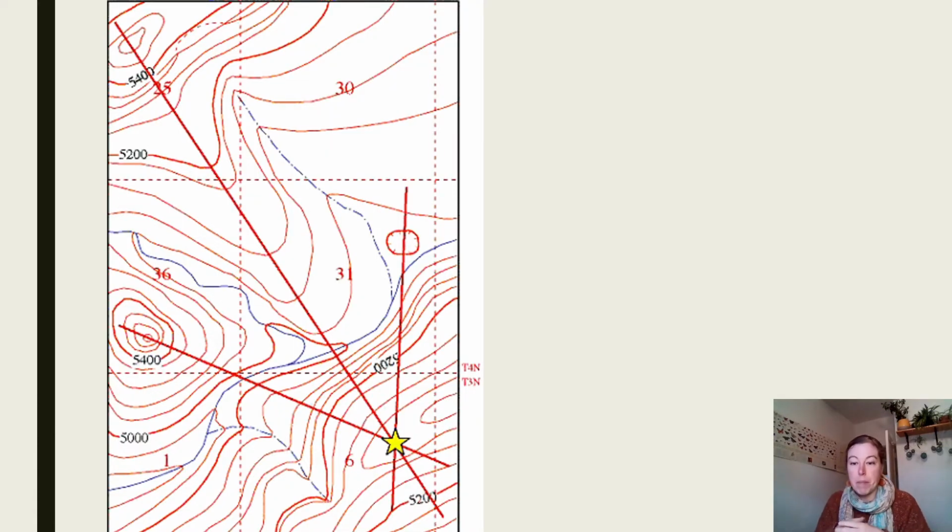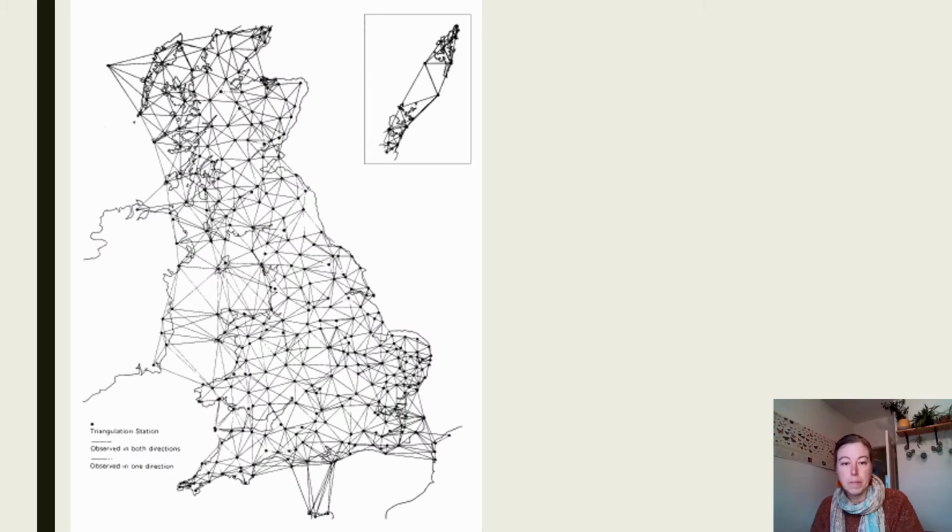So here's another example on your topo map where I know I'm at that star and I can see these high points and I can use them to pinpoint where I am. And it's called triangulation because you're creating a triangle. The star is one point of the triangle and two of those high peaks are the other points of that triangle. And this is how they mapped.